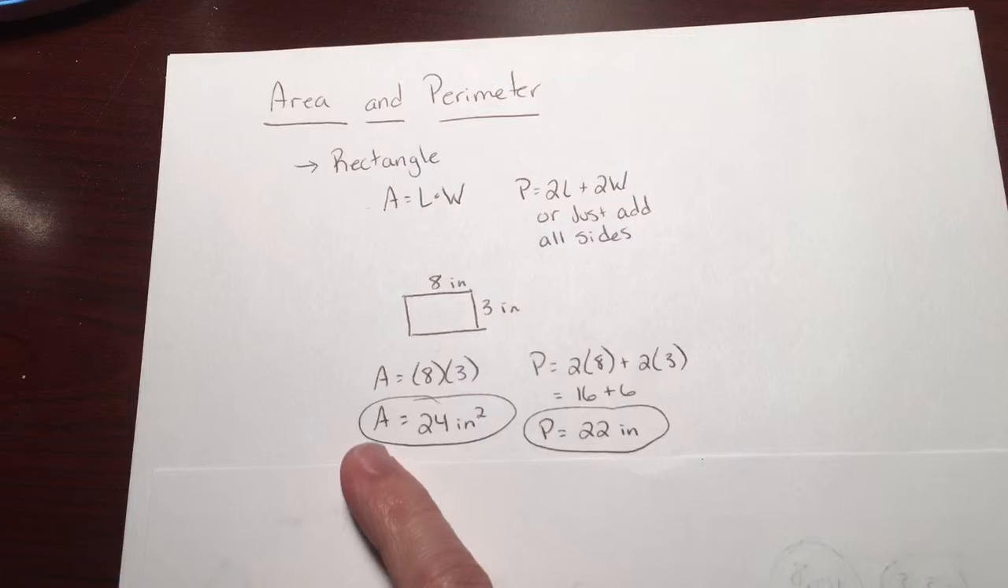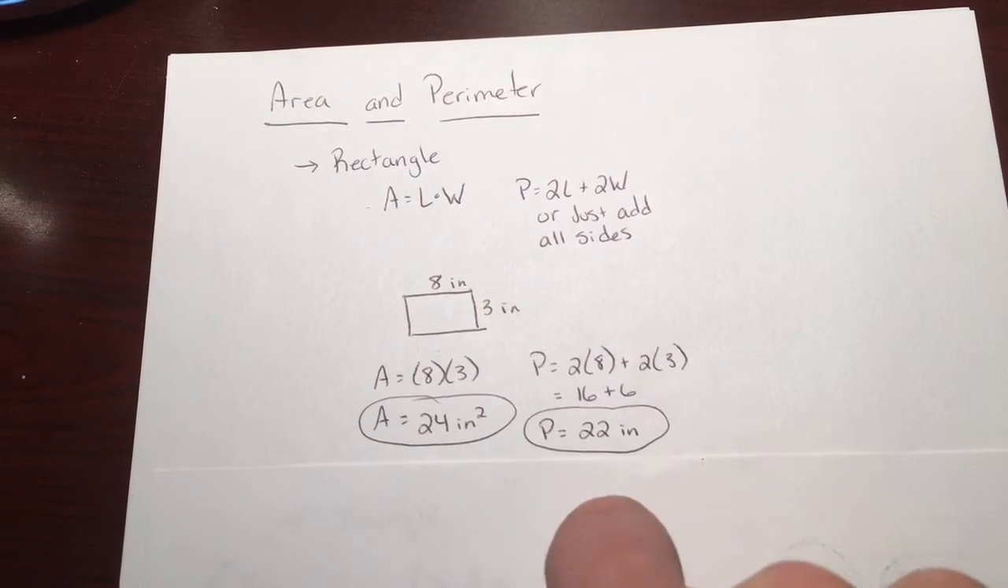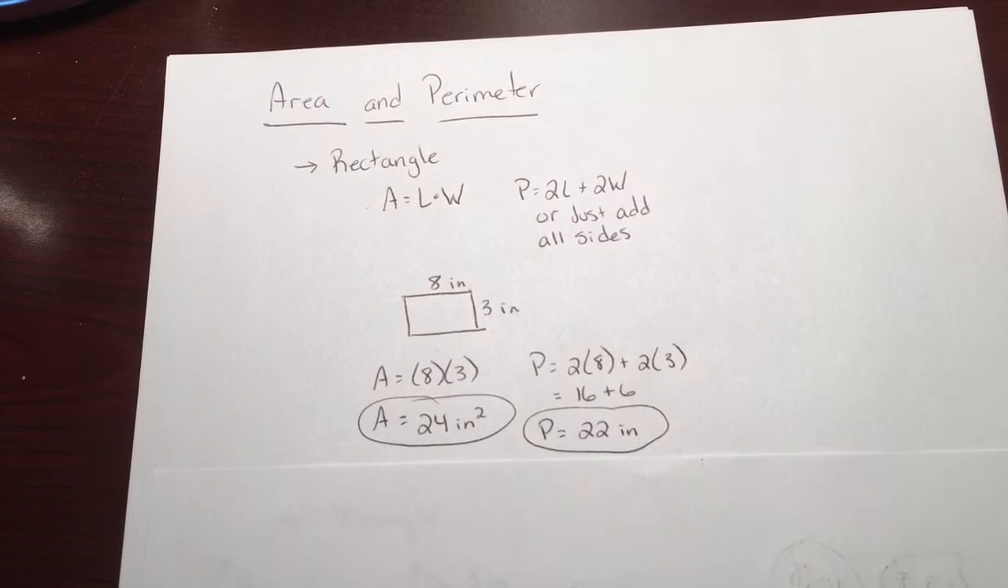Notice that when I'm answering area, it's inches squared, while when I'm answering perimeter, it's just inches. You don't square the perimeter, okay?